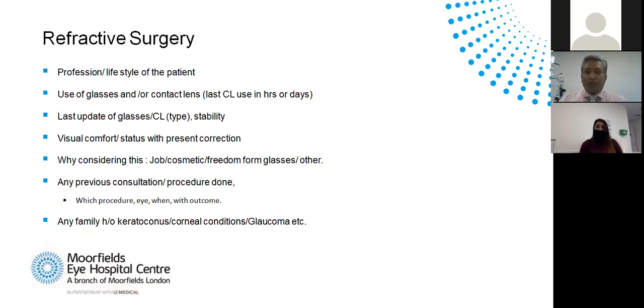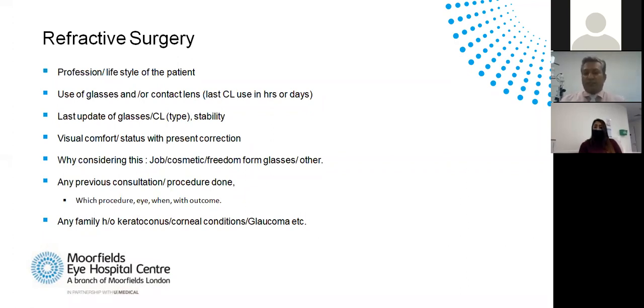Now, the use of glasses or contact lenses. If someone is using glasses or contact lenses, how many hours, and what kind of contact lens? Those contact lens related questions will come eventually for this patient. And what's their visual stability or refractive stability in subsequent months or years? When was the last update done? And are they comfortable with the present correction? If not, then what kind of discomfort?